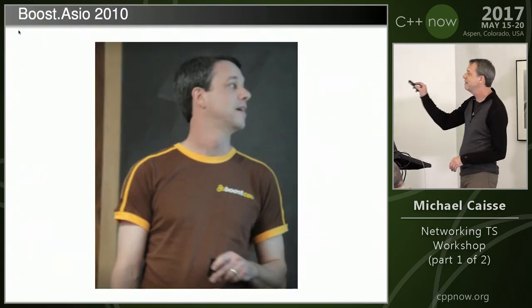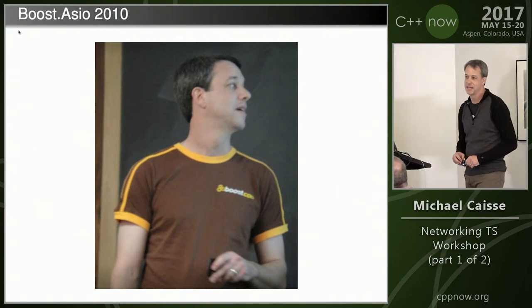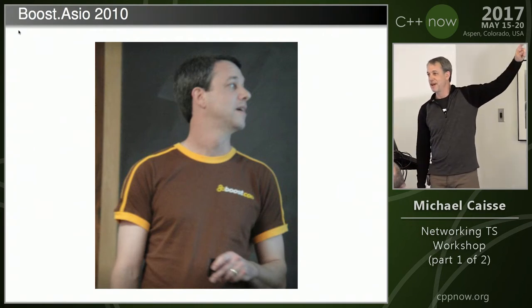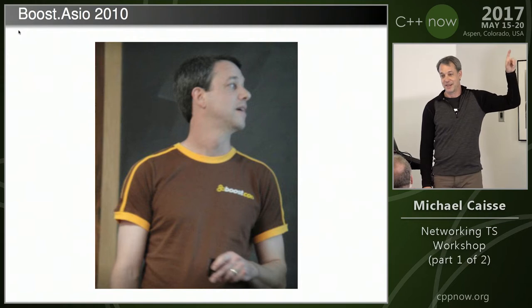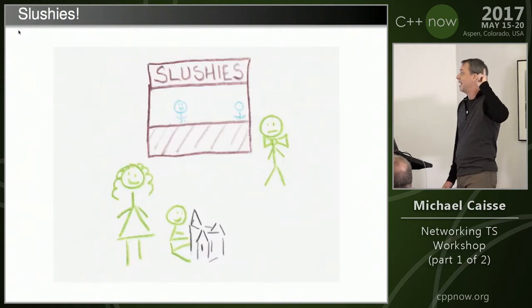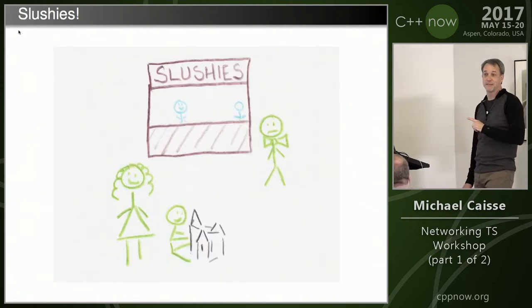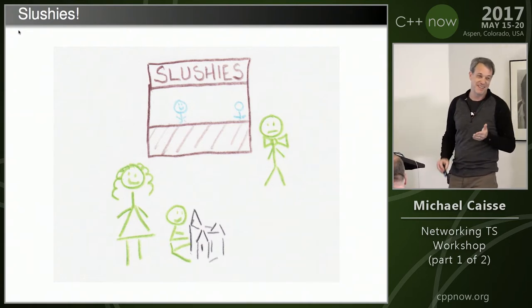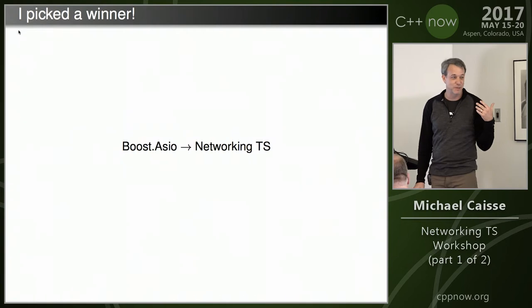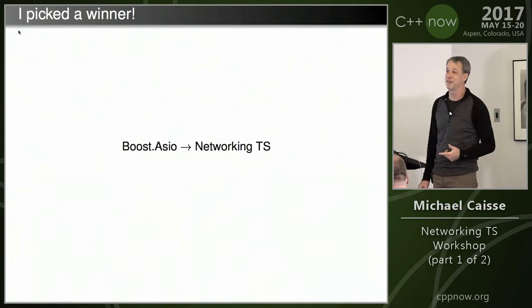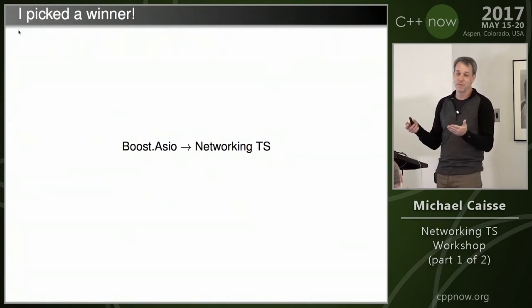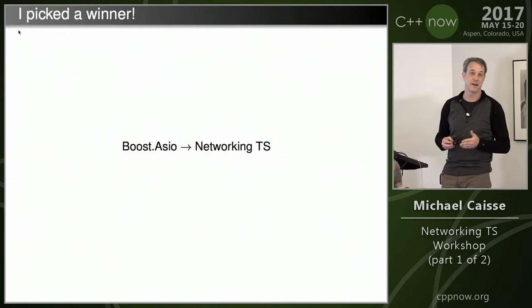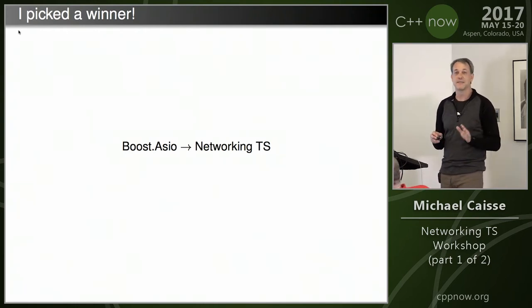So when I gave this talk in 2010, actually just across over there, about ASIO, I kind of thought maybe it was doomed. And that's when I introduced the whole idea of slushies and talking about proactors. And I thought, you know, that's probably the end of ASIO. They'll probably just get kicked out of Boost. Who would have thought that it would have been the thing that started the movement for the networking TS? So luckily my bad luck has not rubbed off.